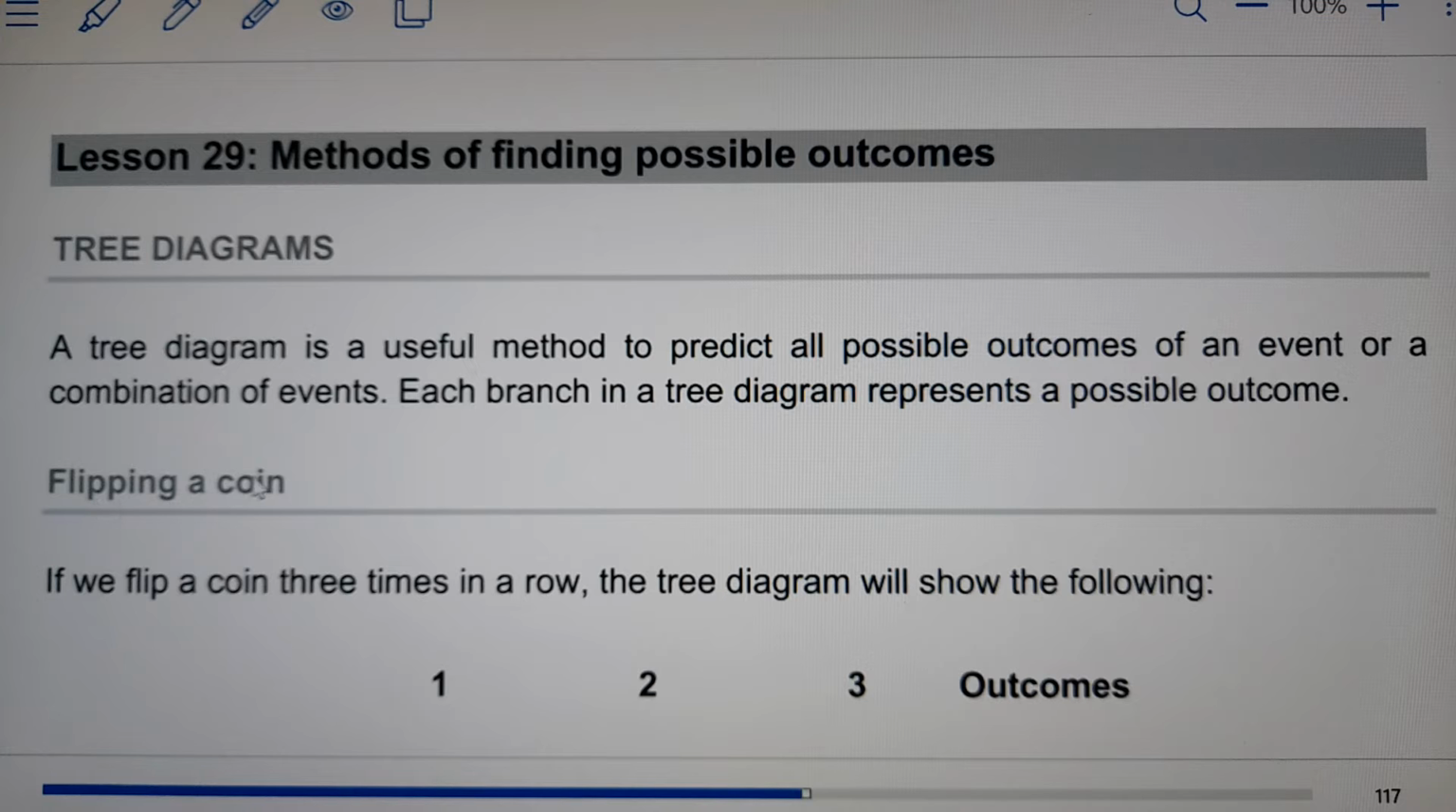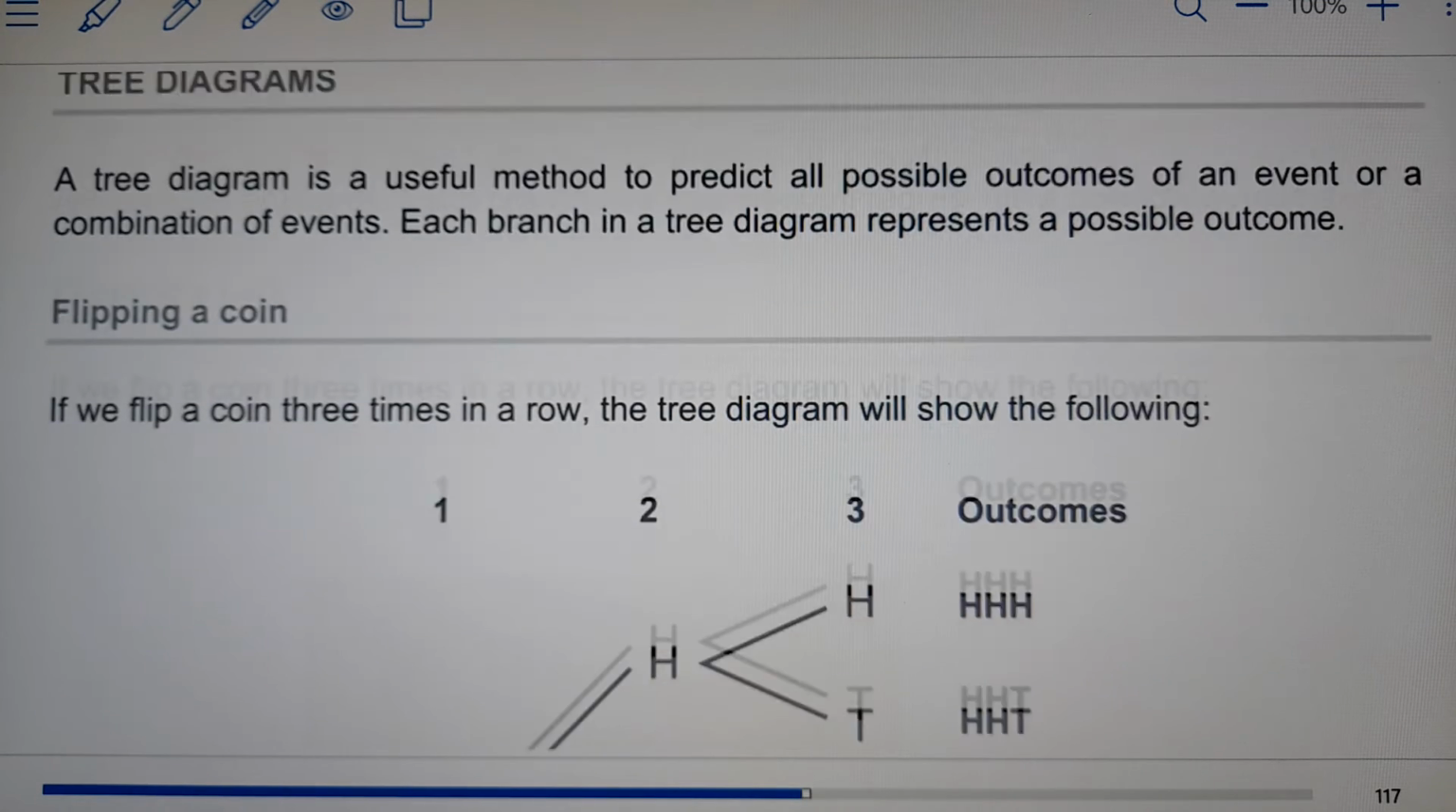Now let's look at flipping a coin. If we flip a coin 3 times, you see now we are doing an experiment 3 times. So tree diagrams normally work where we do the experiment more than once. So we flip the coin 3 times in a row. The tree diagram will show the following. Let's see this.